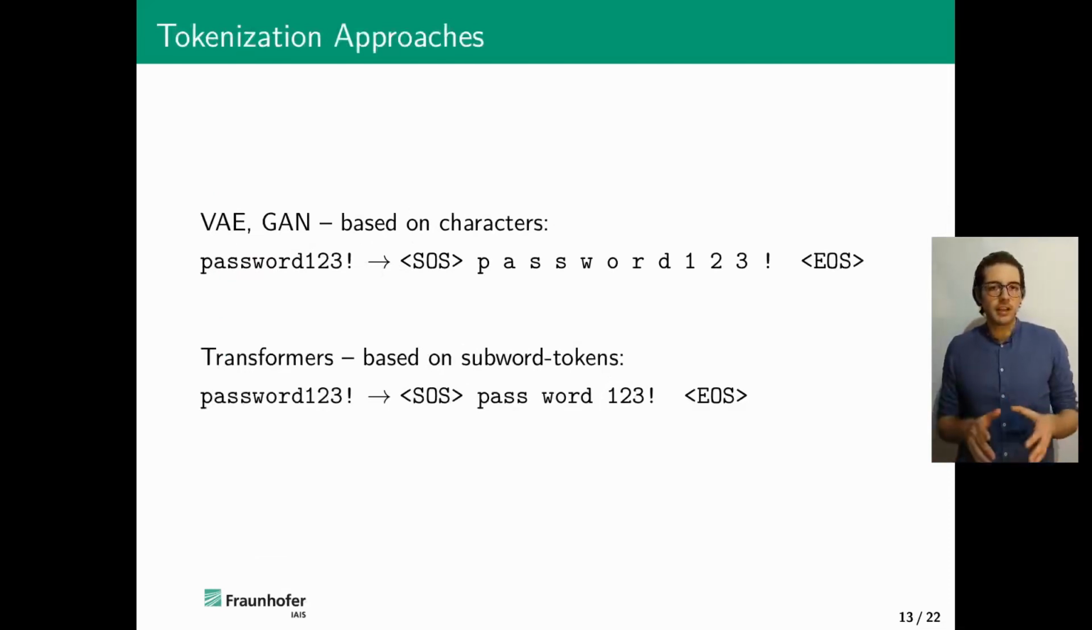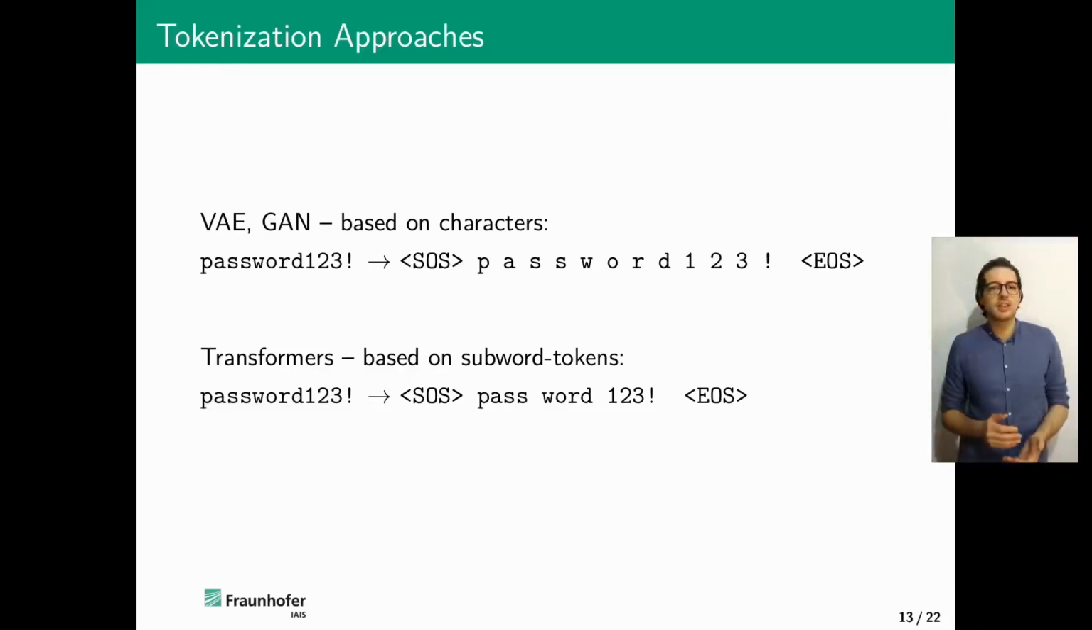So there's one more significant difference between the models. Both the GAN and the variational autoencoder work on a character basis. That means, as input, the password is split into a sequence of characters. And during generation, at each step of the generation, the model has to choose out of the vocabulary of maybe 70 characters for the next character to append to the word.